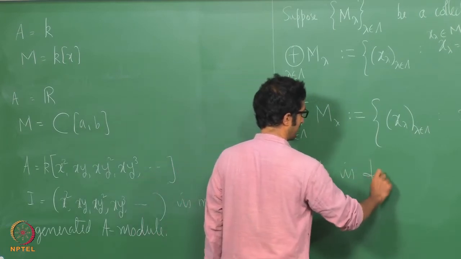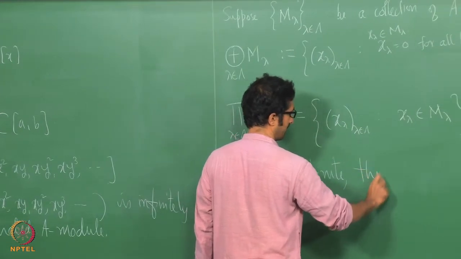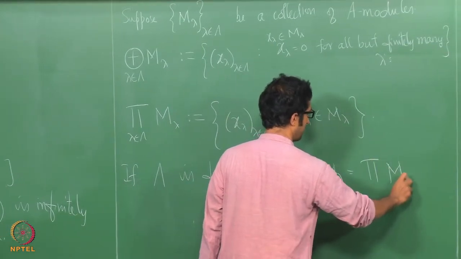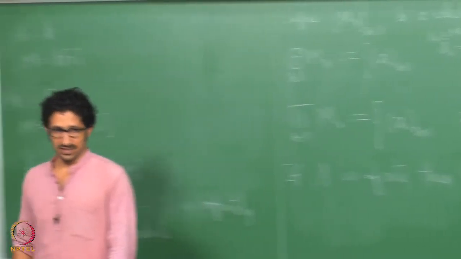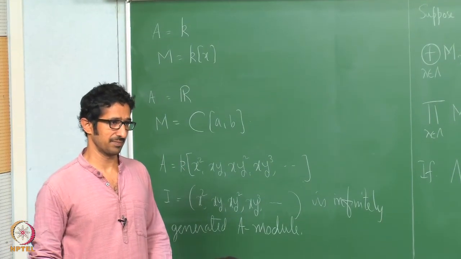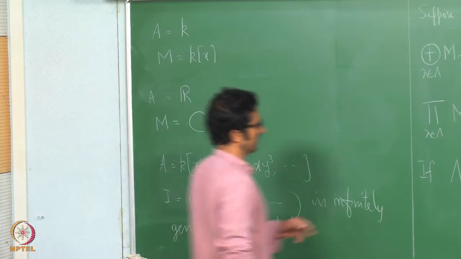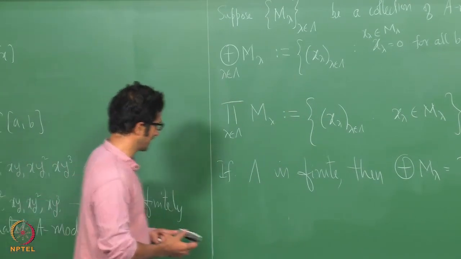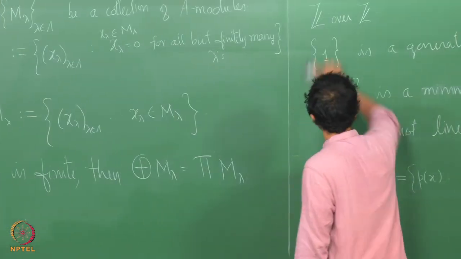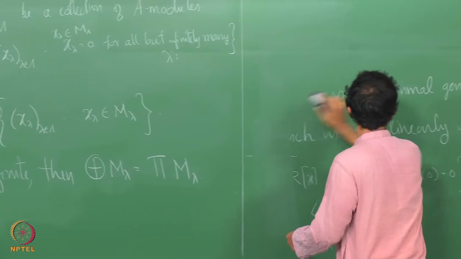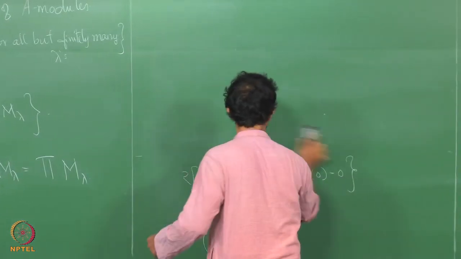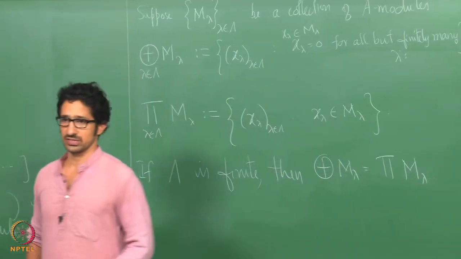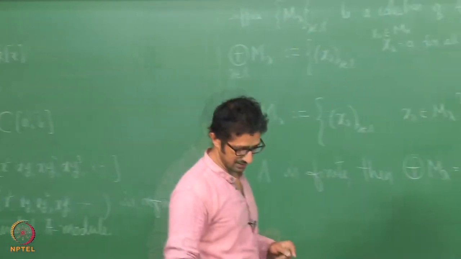So if Lambda is finite, then the direct sum of M lambda is the same as the product of M lambda, and otherwise they are not the same, right? If your modules are non-zero modules and the indexing set is infinite, then the product and direct sum are not the same. Because in the product there would be an infinite non-zero sequence, while in the direct sum there are none like that.